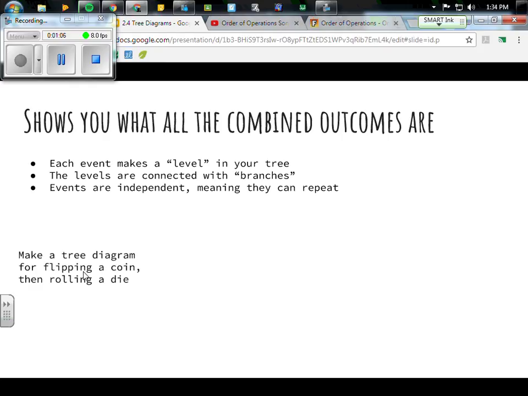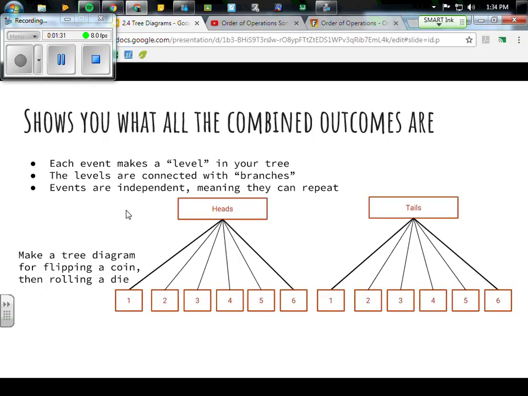We're going to make a tree diagram for flipping a coin and then rolling a die. Our first level in our tree diagram is going to be flipping the coin, and we're going to list all the outcomes for flipping a coin, which is heads and tails. Then our second level is going to be all the outcomes you get when rolling a die. And we're going to connect our outcomes with our branches. So here's what our tree diagram will end up looking like whenever we draw it all out.